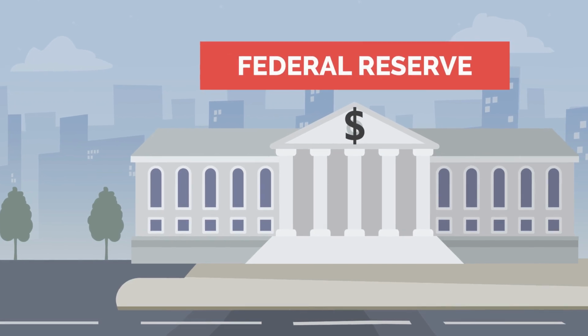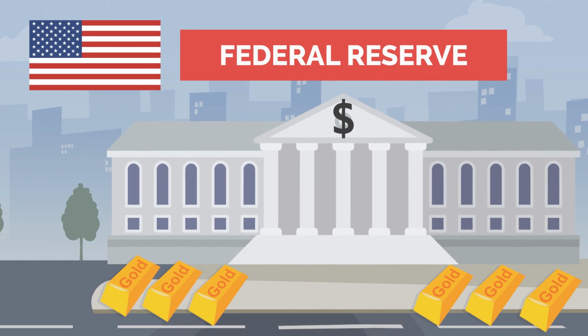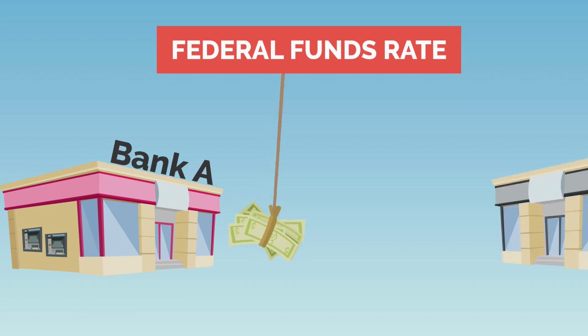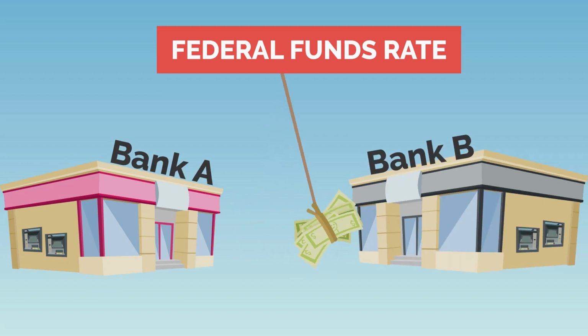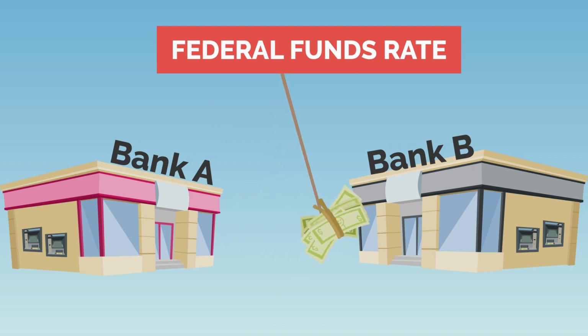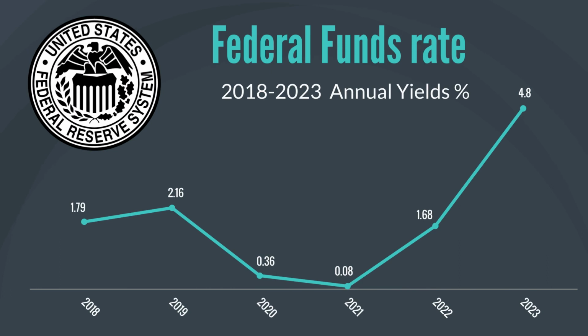Today, we're uncovering the secrets of the Federal Reserve, commonly known as the Fed, which is the central banking system of the United States. The main power of the Fed lies in its control over the federal funds rate, the interest rate at which banks lend their money to each other overnight. Changes in the federal funds rate have significant effects on the global economy, which we will showcase in this video.